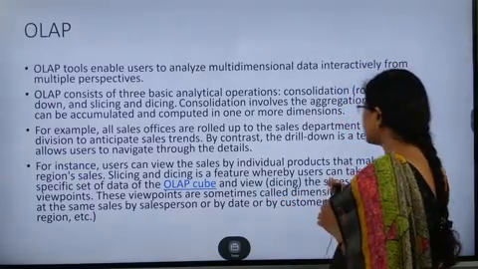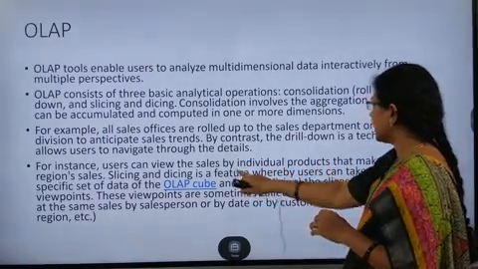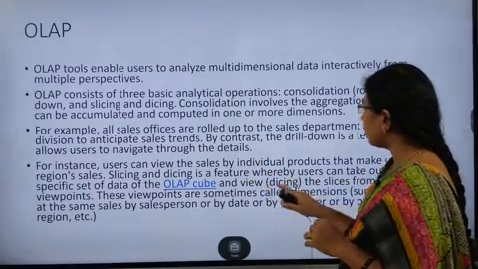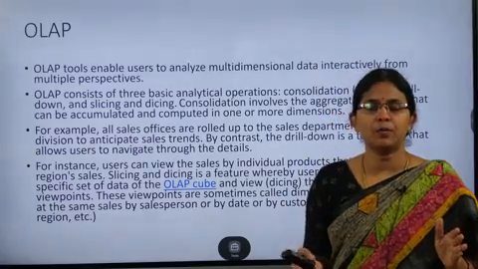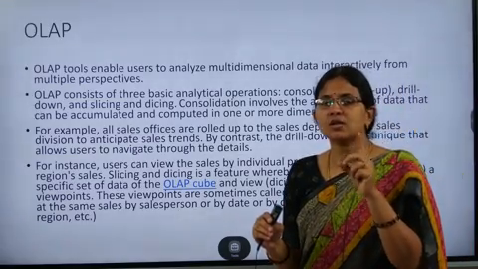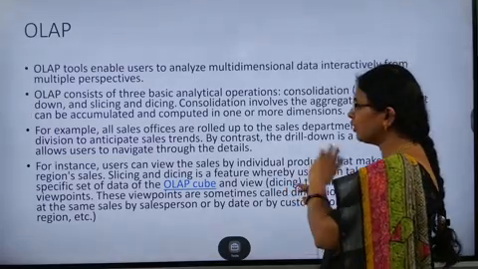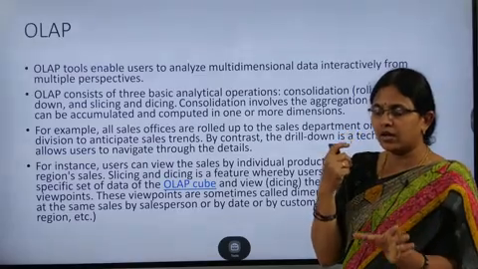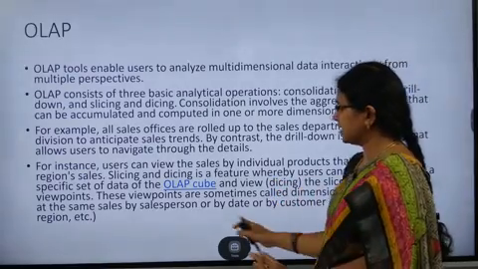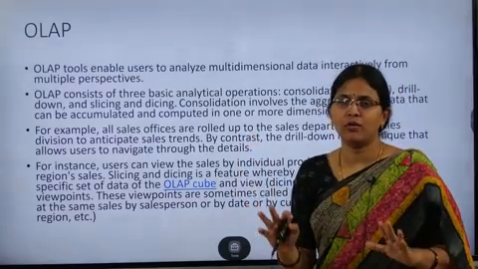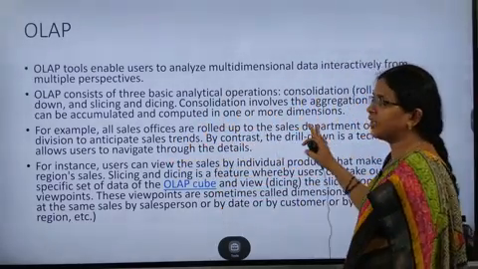Not only this, for instance, users can view the sales by individual products that make up a region's sales. Slicing and dicing is a feature whereby users can take out a specific set of data from the OLAP cube. Suppose an organization is offering 10 products. Out of those 10 products, I want the sales of only one product. In such a case, I can use the slicing scenario. And if you want to view the same product's sales, product reputation or product image, in such a case you can go for the dicing scenario. So this is the way the different analytical operations of OLAP work. This is completely based on business intelligence, which is the main application part of BI.